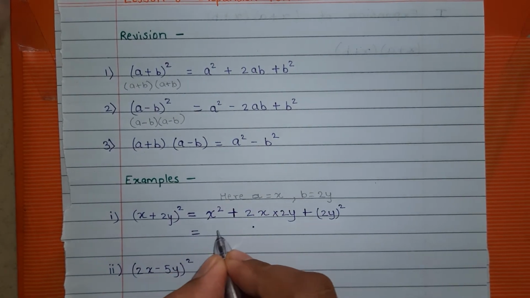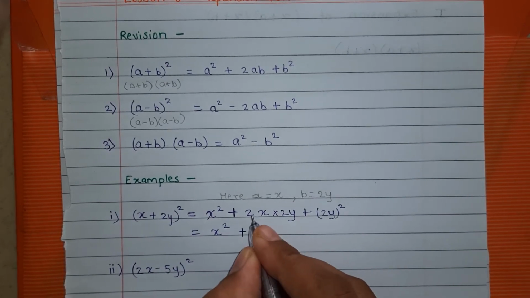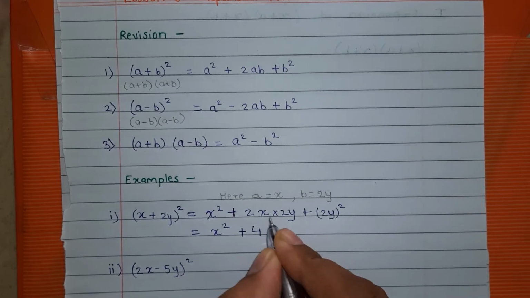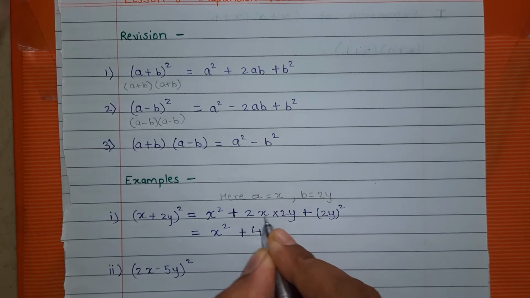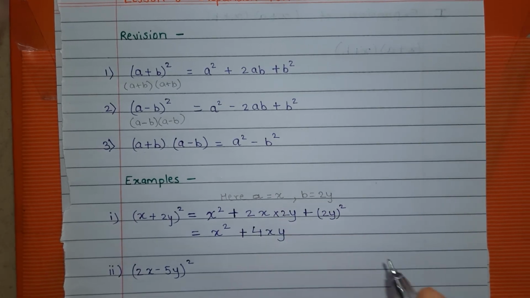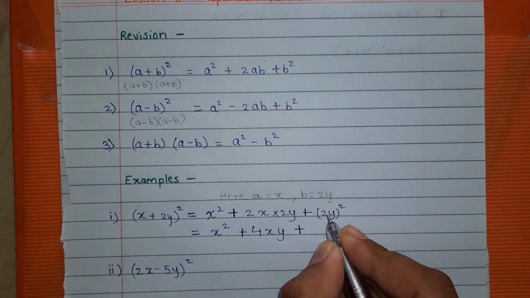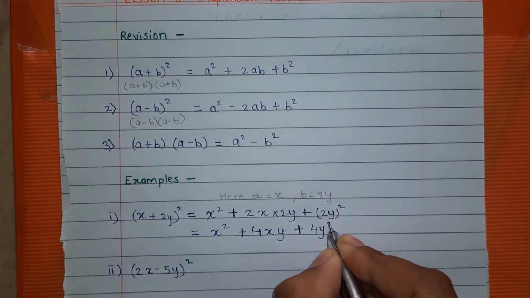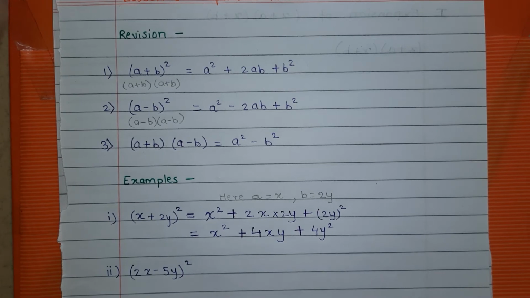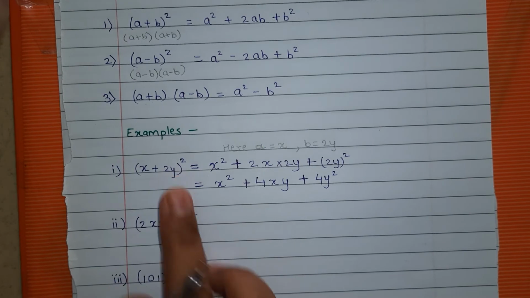Now simplify it. x square will remain as it is, plus 2 into 2, 4, into x into y, so 4xy, plus 2y का स्क्वायर, but ब्रैकेट में 2 है, मतलब दोनों का स्क्वायर. So 2 square is 4 and y square will be y square itself. Understood? So this is the expansion of (x + 2y) whole square.